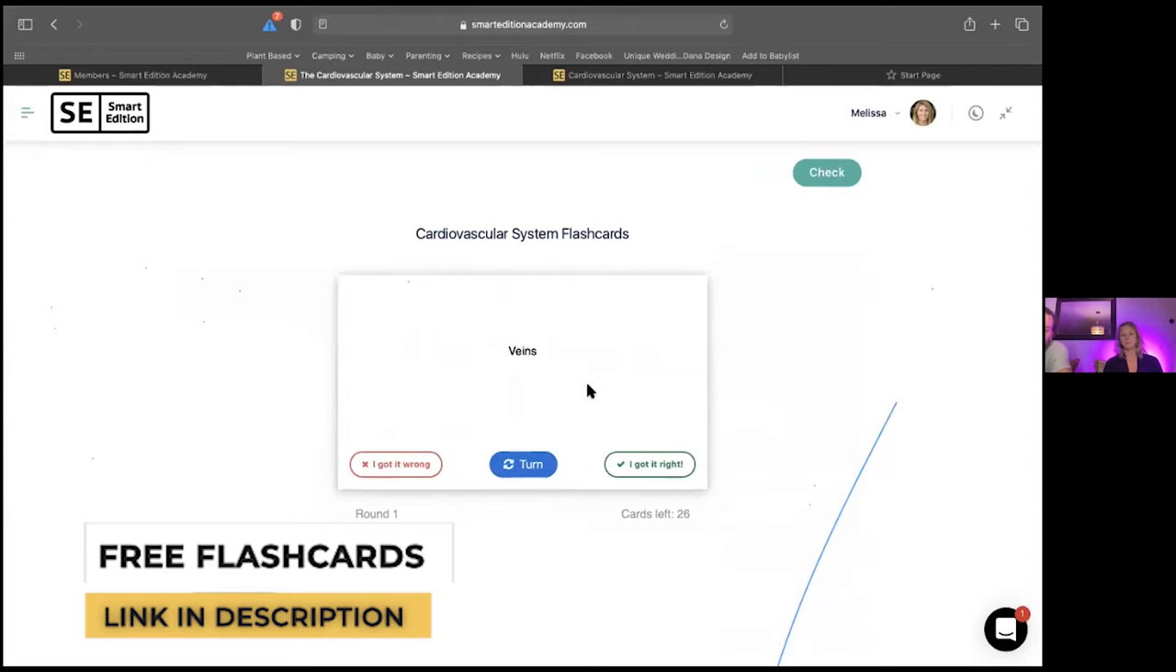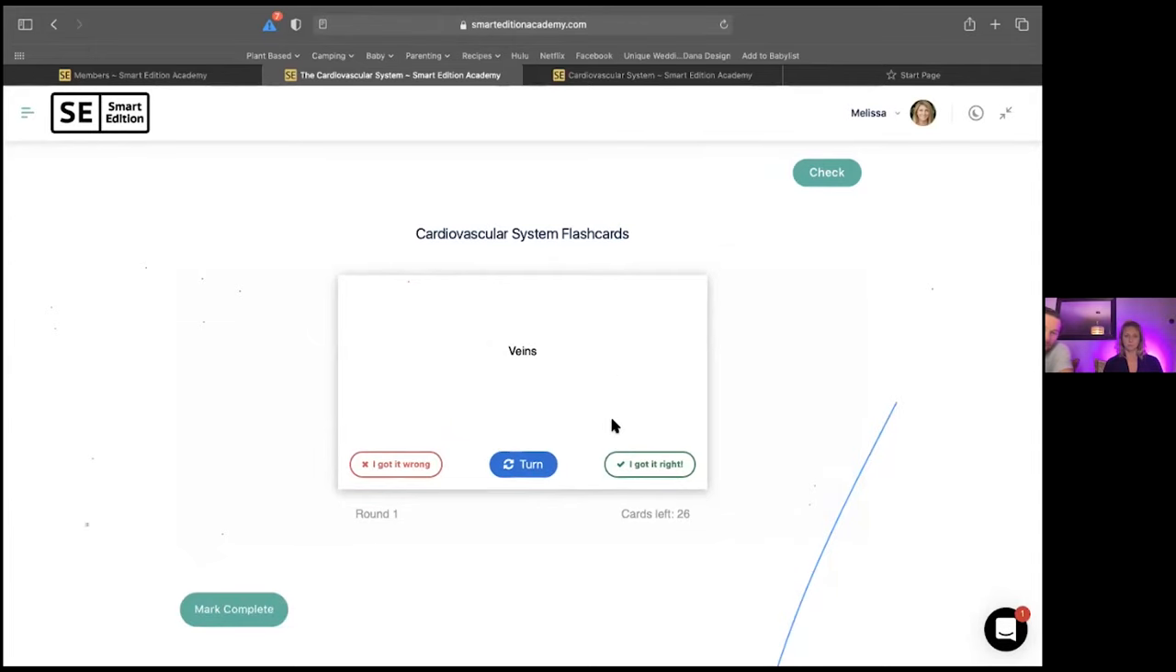We'll go over a couple of these basic flashcards. So this is going to be a term for the veins. And what do the veins do? They carry blood towards the heart and away from the organs and tissues. I know I got that one right, so I'm going to mark it as right.